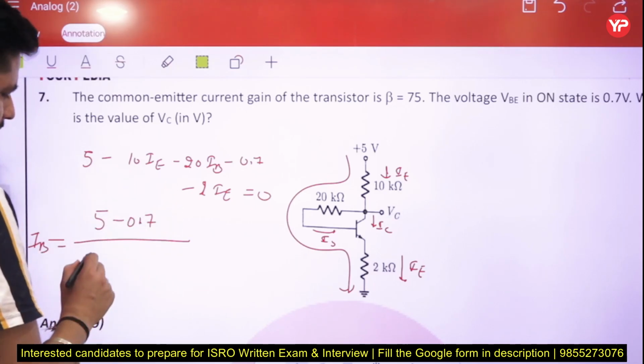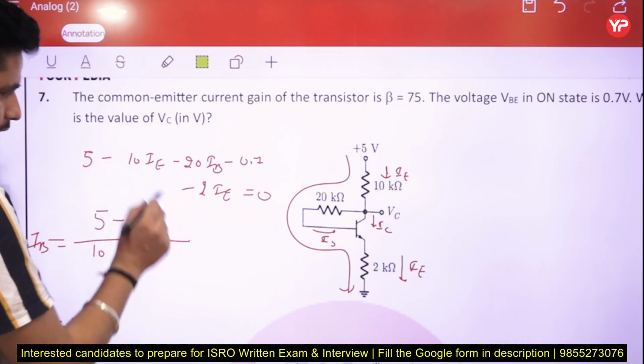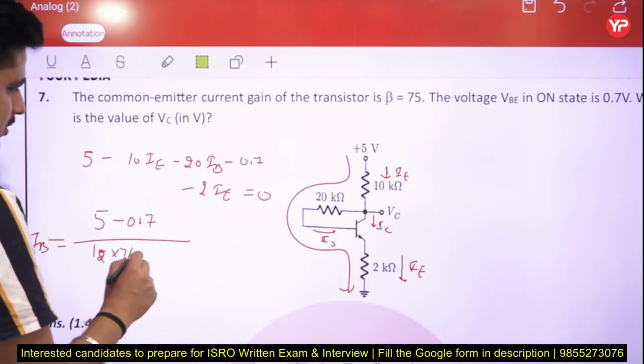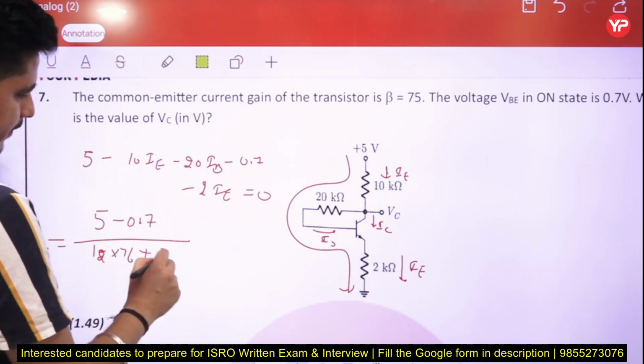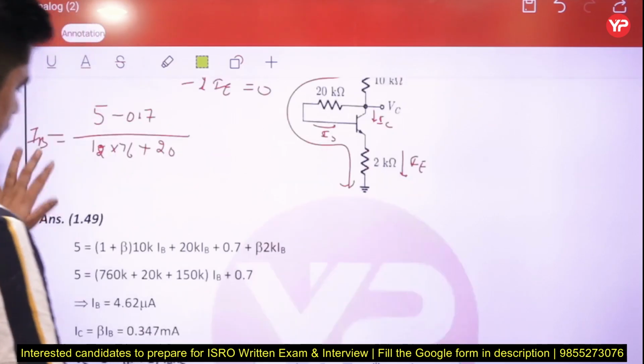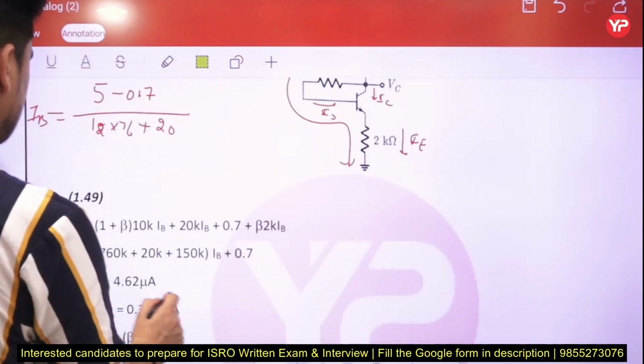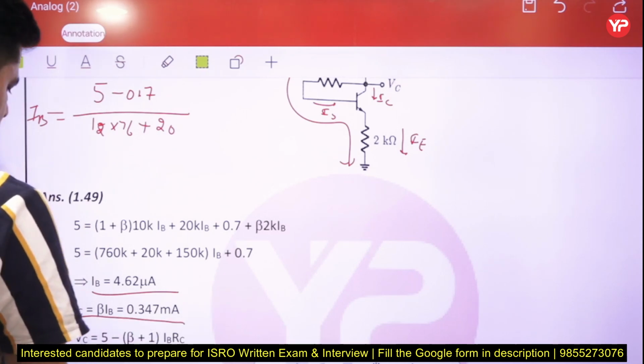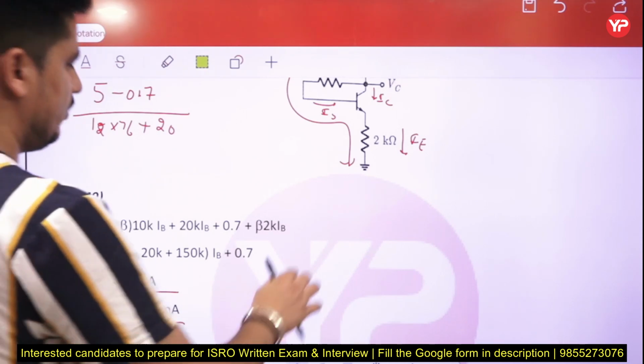That is going to be divided by 10 times 10, okay, 10 plus 2, 12. 12 times beta plus 1, 76 plus 20, right? That will be your IB. IB is going to get, you are getting 4.62, and IC is beta times IB, and VC. Now you can calculate the VC.